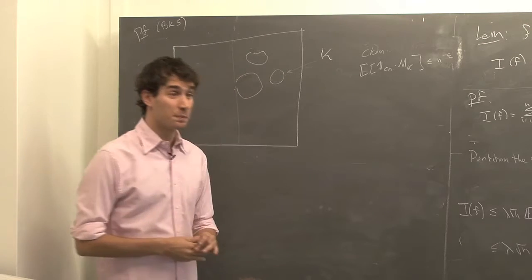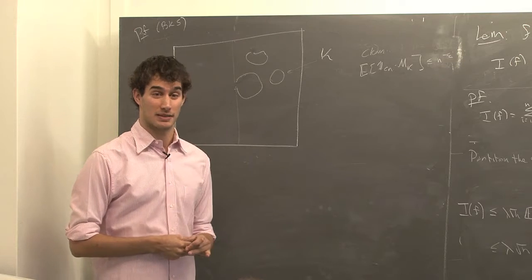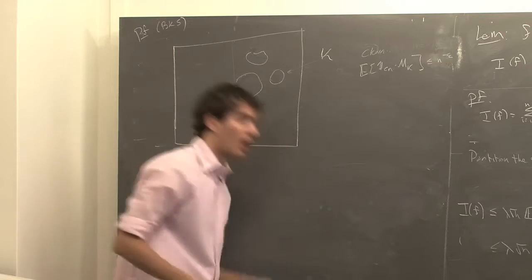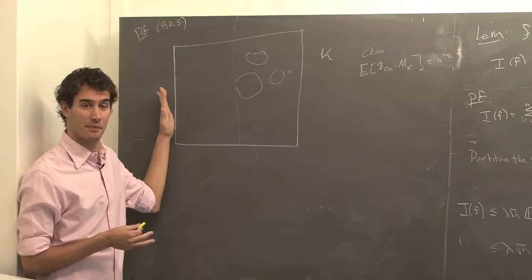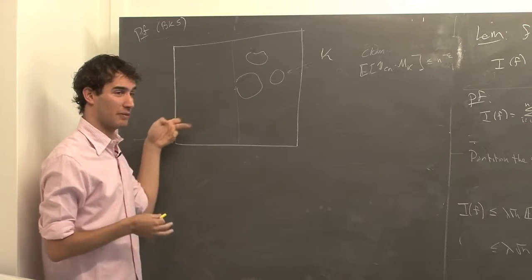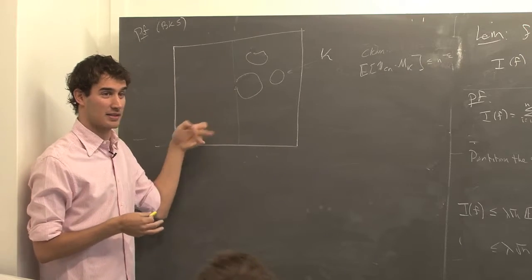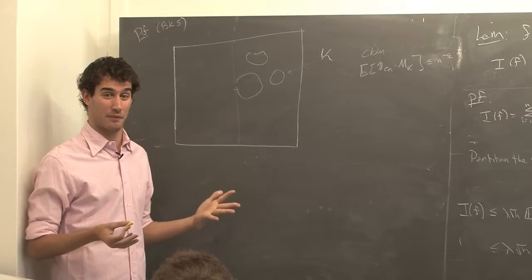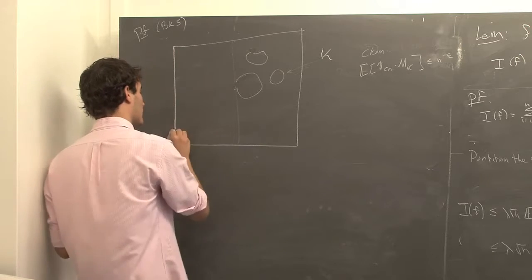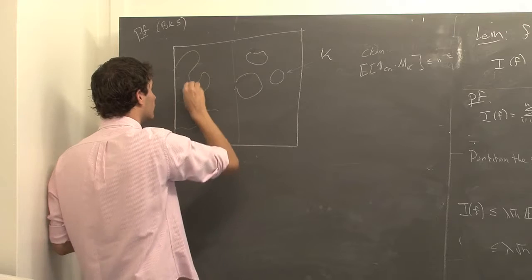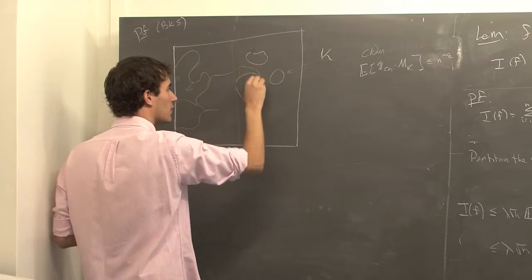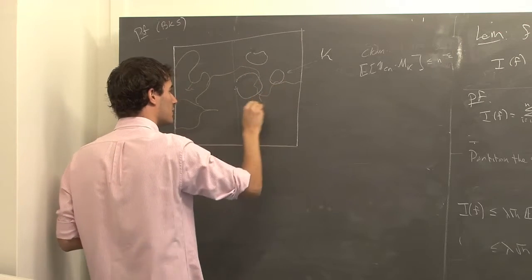So what I'm going to do is run an exploration process and look at the entire cluster of the left-hand side. That is, for every edge on the left-hand side, I'm going to explore its open cluster and stop when I run out of time. So I'm going to have some kind of thing like that. Maybe it goes all the way around here, maybe it enters K sometime, maybe it does this.